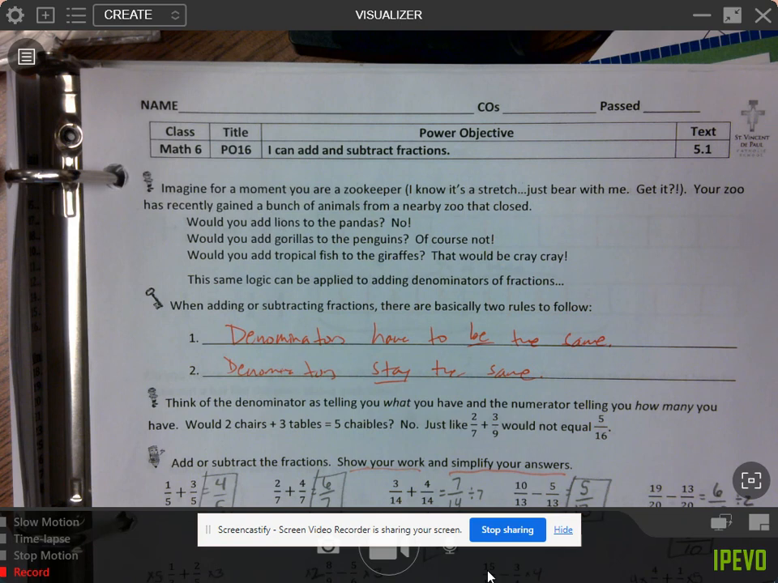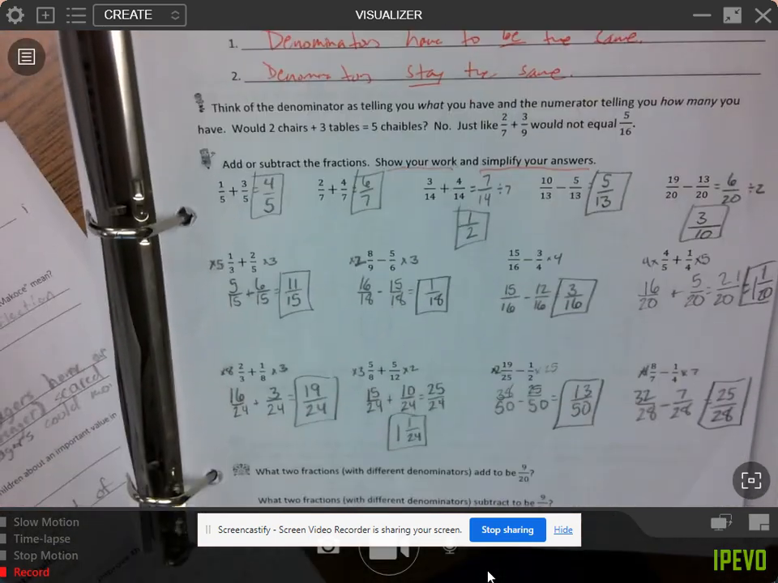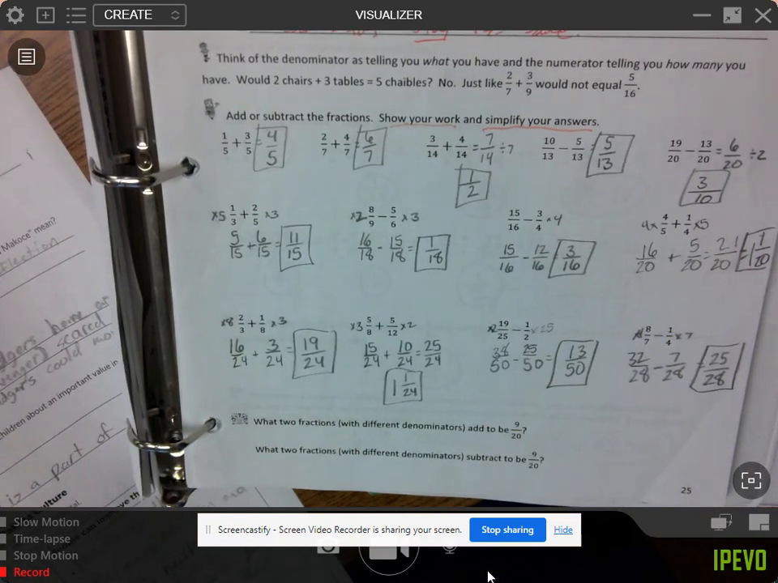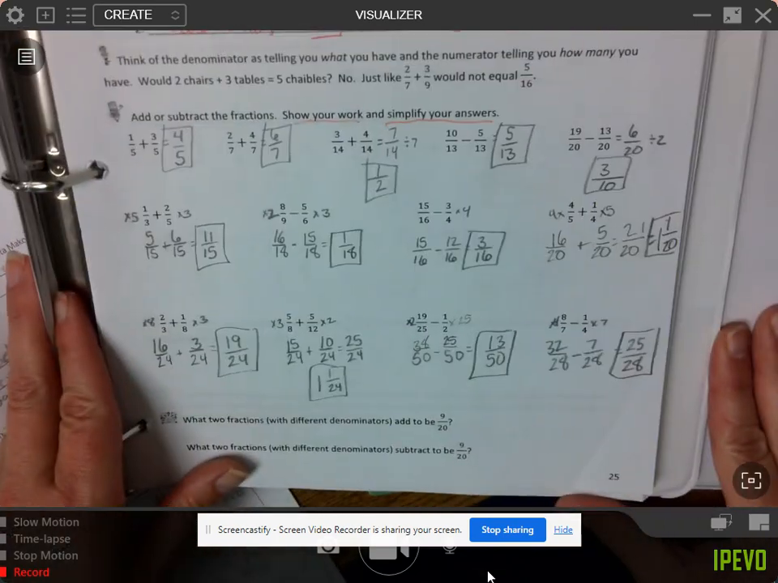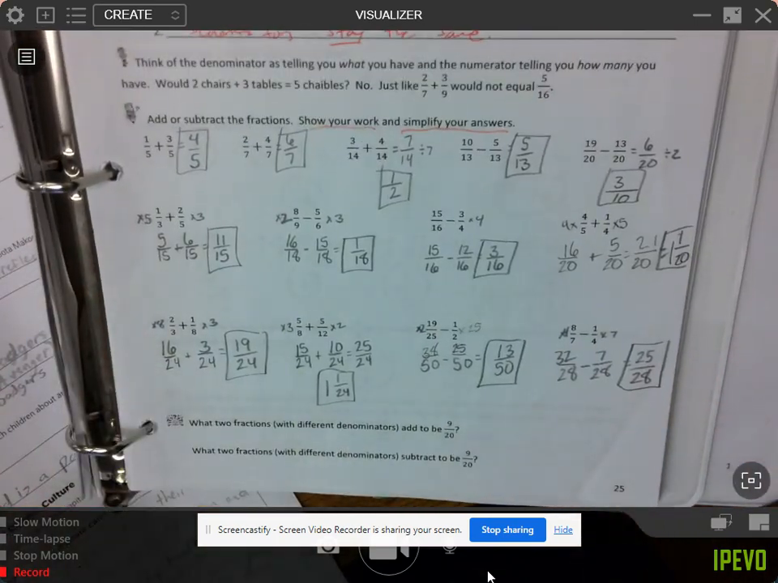First, we have to have a common denominator, and then that denominator stays the same. We don't ever add the denominators together. You only add or subtract the numerator. So you find your common denominator, and then it stays the same. So let's look at our answers. And remember that final step, always simplify.